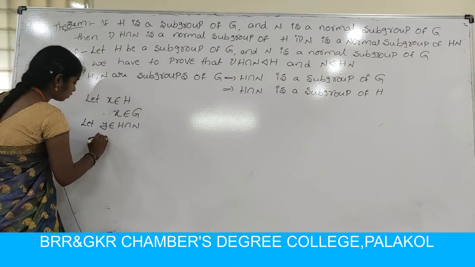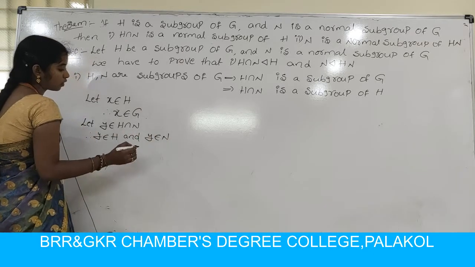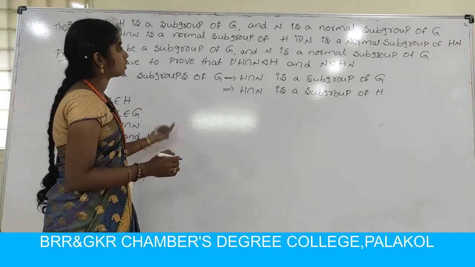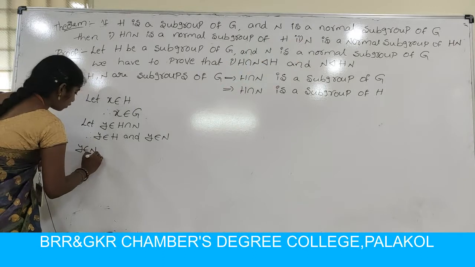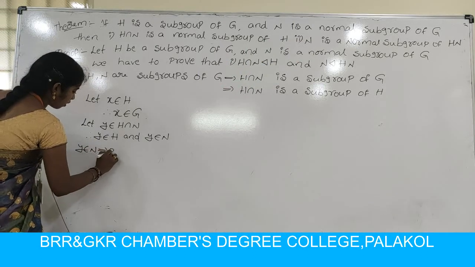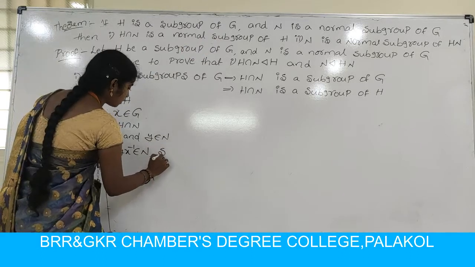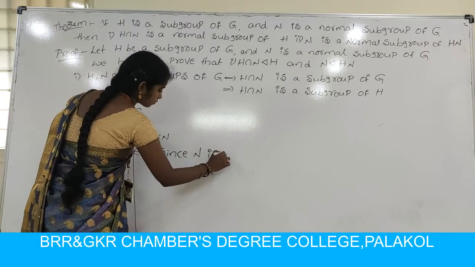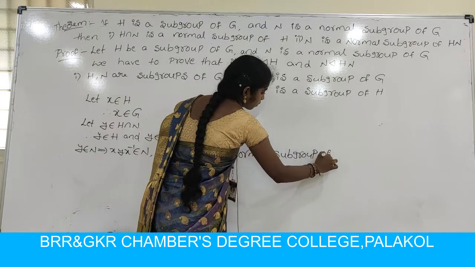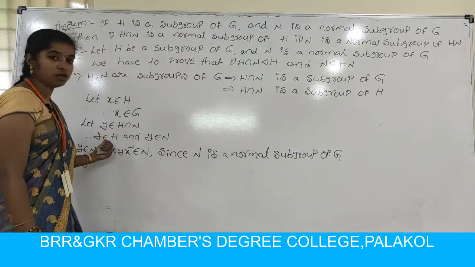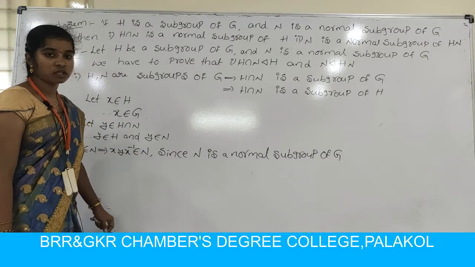So it can be written as y belongs to H and y belongs to N. So consider y belongs to N. Already you know that N is a normal subgroup of Z. So y belongs to N implies x y x inverse belongs to N, since N is a normal subgroup of Z.